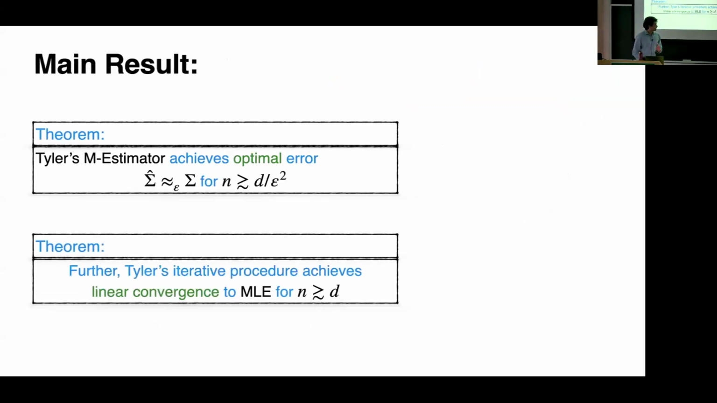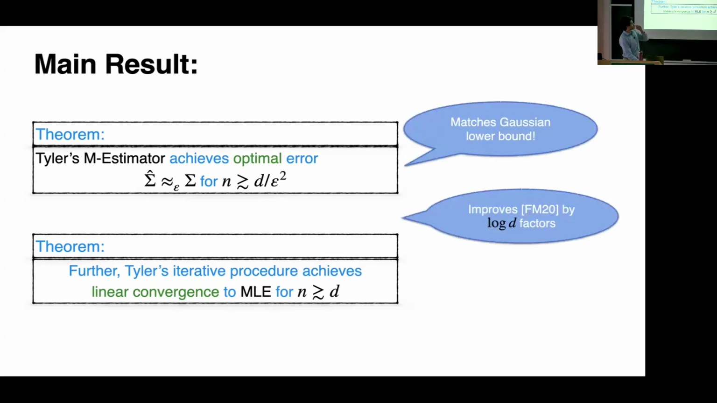Cool. And so I will repeat the main result just for clarity. Tyler's M-estimator achieves optimal sample complexity bounds, meaning as soon as you have n more than d many samples, you get this epsilon rate of error, of course with high probability. And in the same n bigger than d regime, the iterative procedure converges linearly to the estimator. So as soon as you have enough samples to even see the whole space and figure out what all the entries of the matrix are, you get this nice linear convergence to the estimator. It matches the Gaussian lower bound.